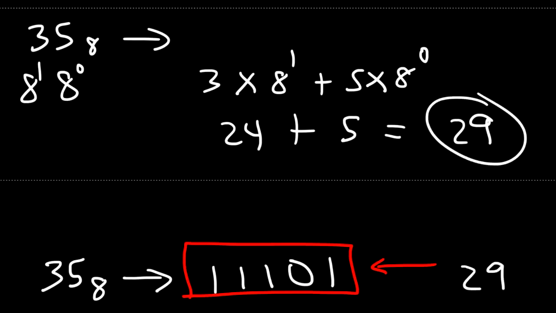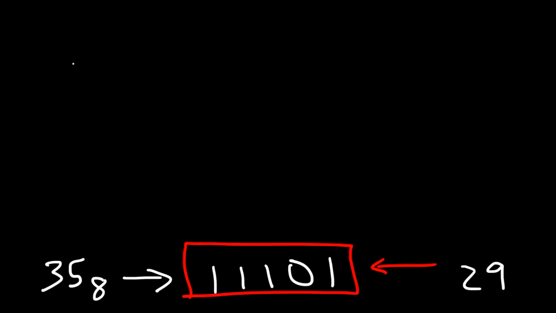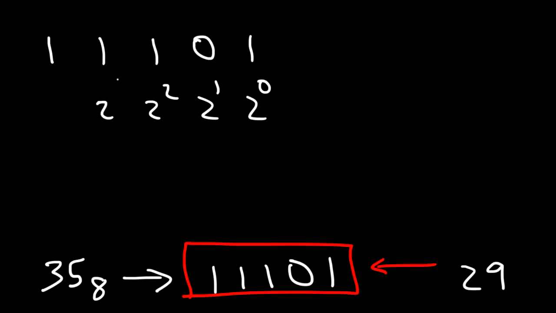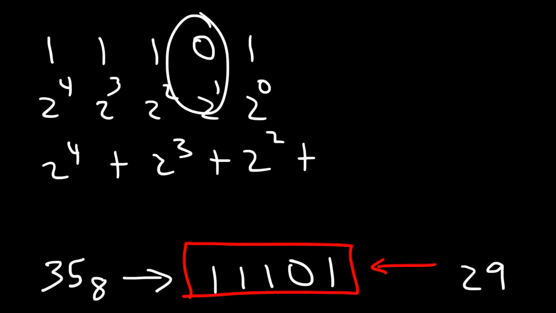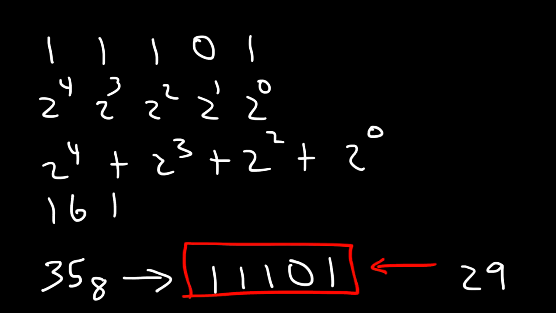Now, to convert the binary number into a decimal value, here's what you need to do. The first number we need to multiply by 2 to the 0, the second by 2 to the first, and then 2 squared, 2 to the third, and 2 to the fourth. So we have 2 to the fourth plus 2 to the third plus 2 squared, and then 0 times 2 to the first power is 0, and then we have 1 times 2 to the 0. 2 to the fourth is 16, 2 to the third is 8, 2 squared is 4, anything raised to the 0 power is 1. Now 16 plus 8, that's 24, 24 plus 4 is 28, 28 plus 1 is 29.